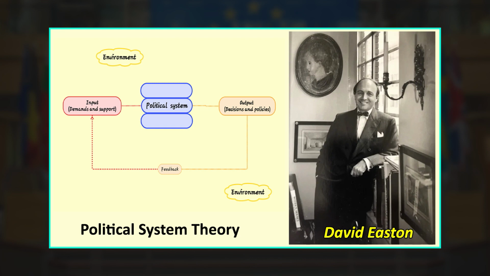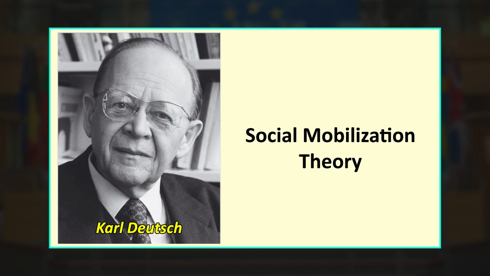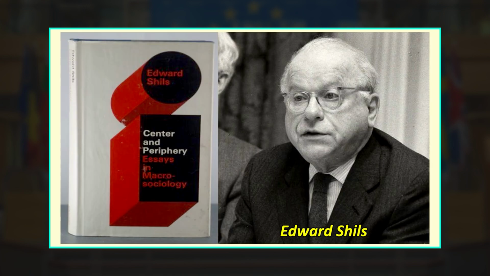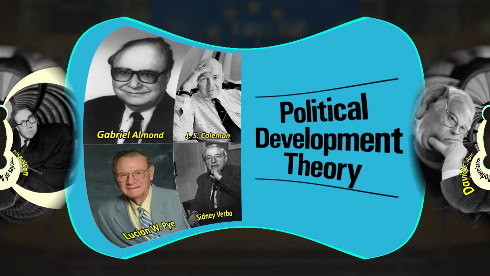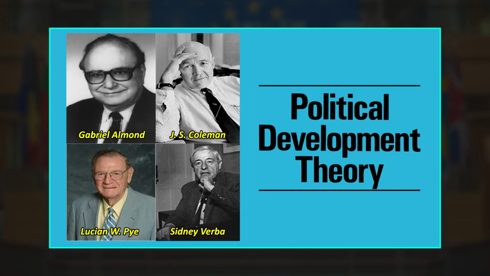The modern period or the post-war phase of comparative analysis has also seen the mushrooming of various universalistic models. These include David Easton's political system theory, Karl Deutsch's social mobilization theory, Shils's center and periphery, and theories of modernization by Apter, Rostow and so on. The theory of political development by Almond, Coleman, Pye and Verba also claimed universal relevance.